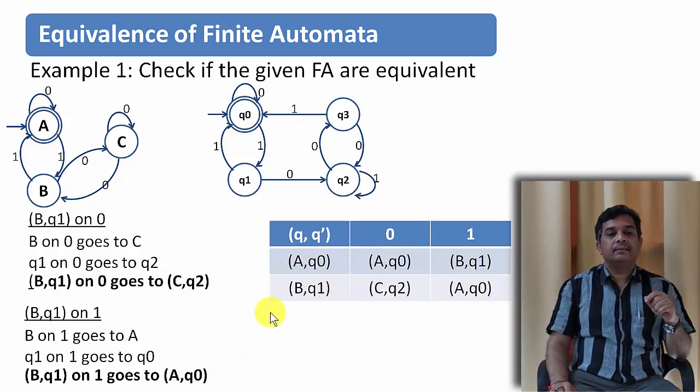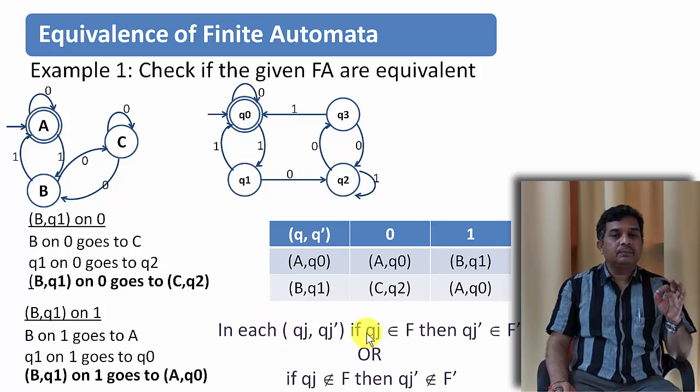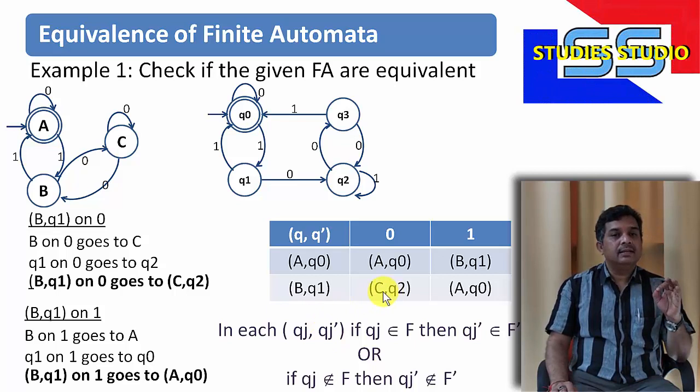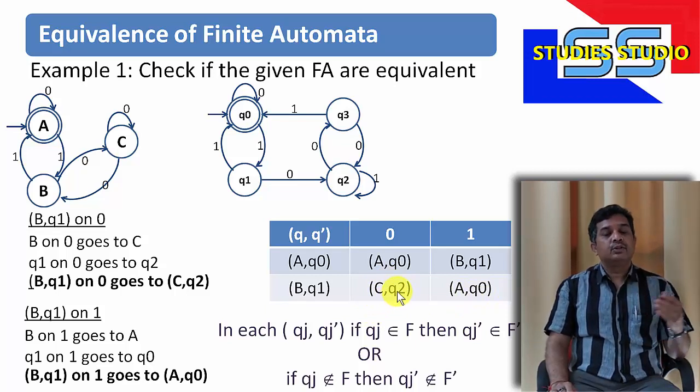Again we'll check the same thing: if both of them belong to final states or both of them don't belong to final states. You can see C is a non-final state, Q2 is a non-final state. Similarly, A is a final state, Q0 is a final state. So either both of them belong to final states or non-final states. So we'll continue.